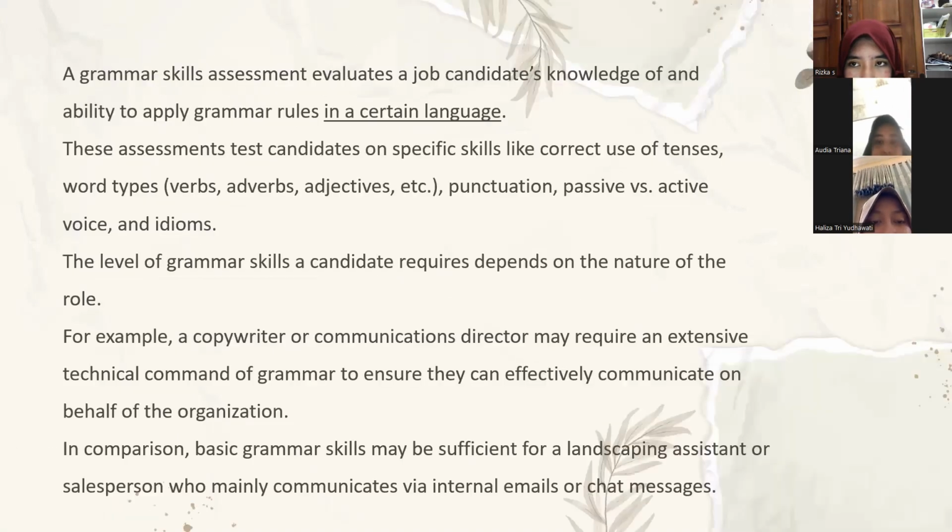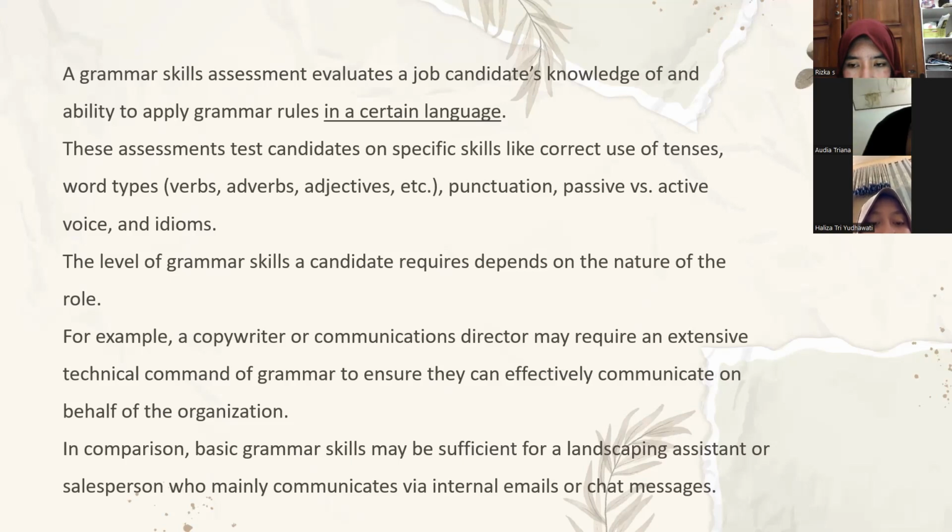Okay, next is grammar skill assessment. It evaluates a job candidate's knowledge of and ability to apply grammar rules in a certain language. This assessment tests candidates on specific skills like correct use of tenses, word types, verbs, adverbs, adjectives, punctuation, passive voice, active voice, and idioms. The level of grammar skills a candidate requires depends on the nature of the role.